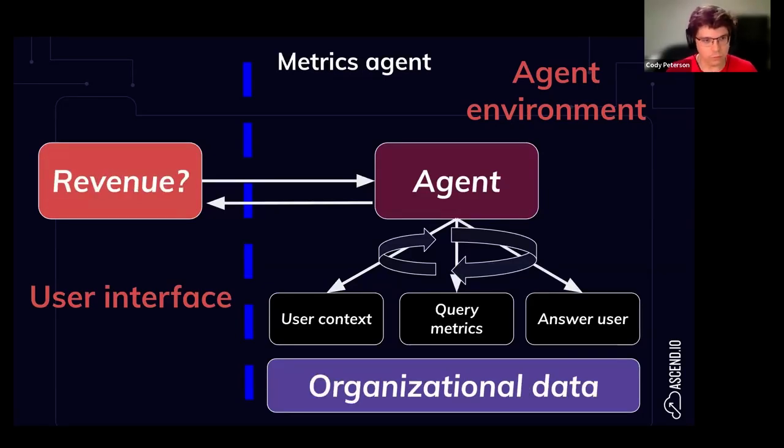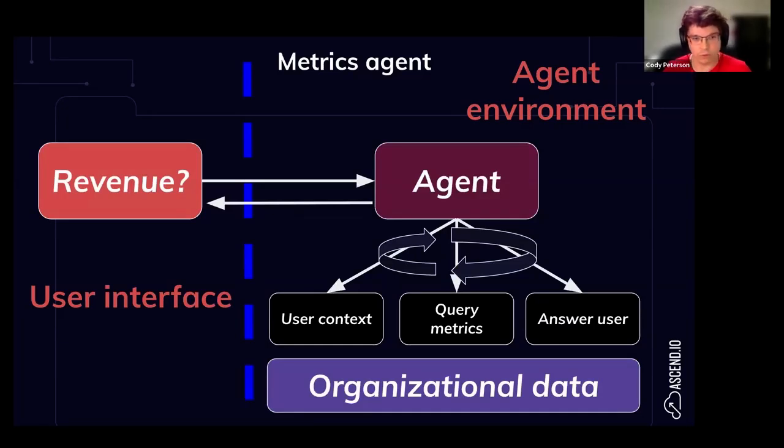Just to give an example of what this might look like, often people say, well, we have these agents now. Can't we just have an agent that goes and answers questions like how much revenue did we make last month? Or what are our weekly active users? So you can imagine a user interface on the left. This could be a chat window. This could be, you could email this thing, pretty much infinite options.